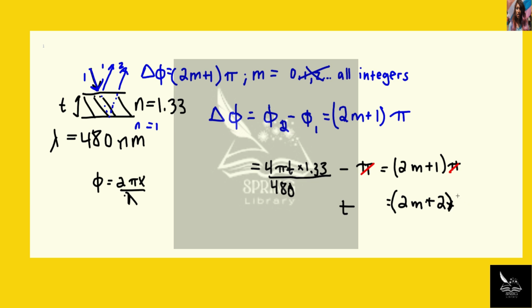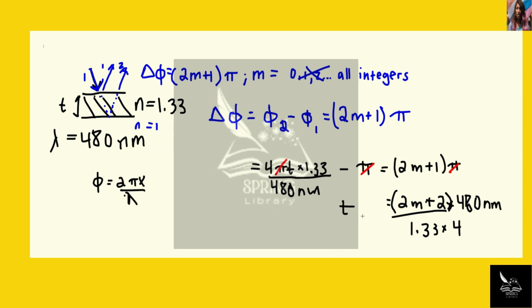by 480 nanometers. And we want to divide by 1.33 times 4. And let's not forget to cancel this pi. And so now I'm going to go ahead and pause the video while I plug this into a calculator.